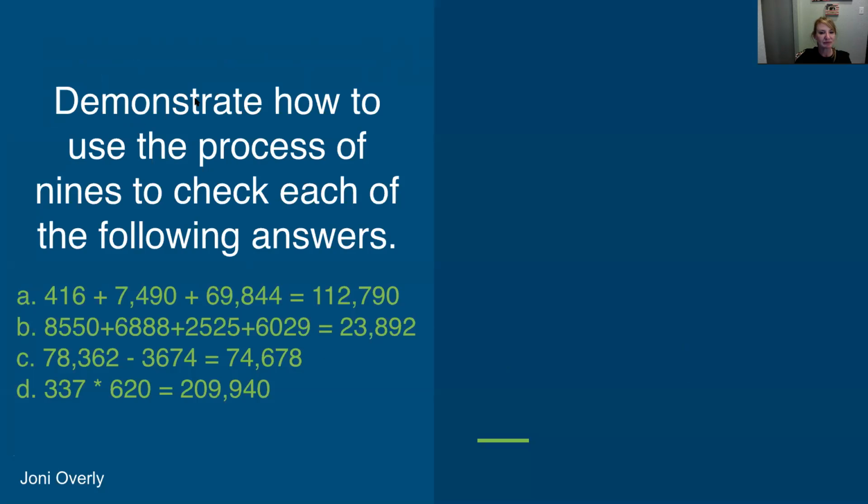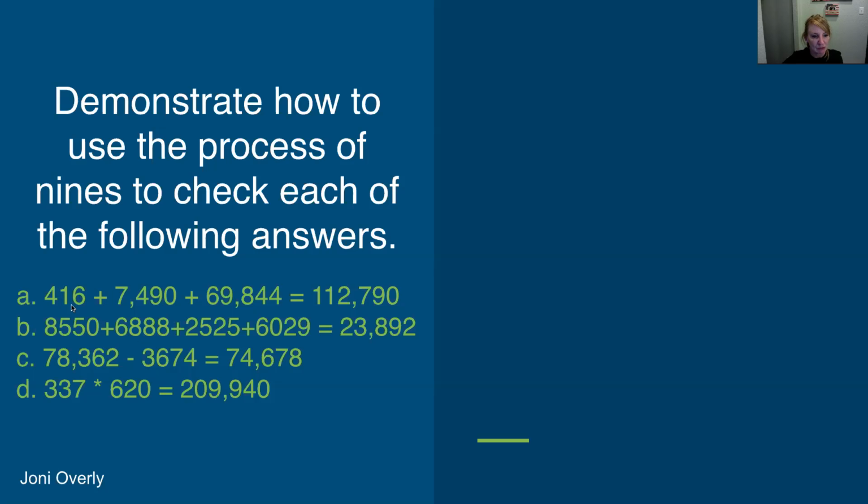All right. So next, we are going to demonstrate how to use the process of casting out 9s to check each of the following answers. So to use casting out 9s, we're going to first replace every number in the calculation by its remainder when divided by 9. So based on the divisibility test of 9s, the remainder of the sum of the digits is the same as the remainder of the original number. So let's take a look at problem A.